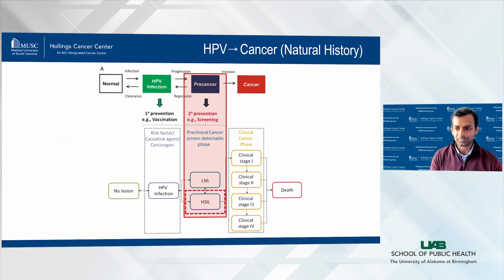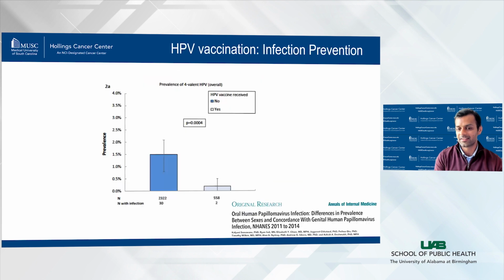I'll try to move my slides a little quicker. Different than anal cancer prevention, we do not have the ability to detect precancerous lesions. So prevention for oropharynx cancer largely relies on prevention of HPV infection. So primary prevention through HPV vaccination.